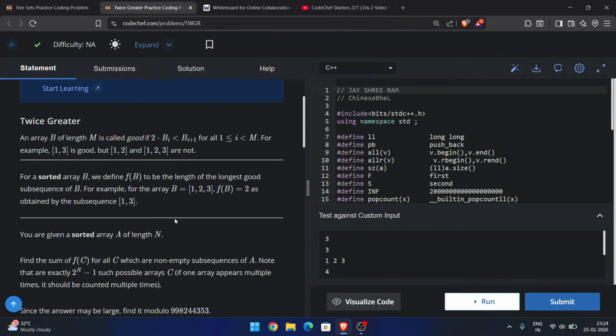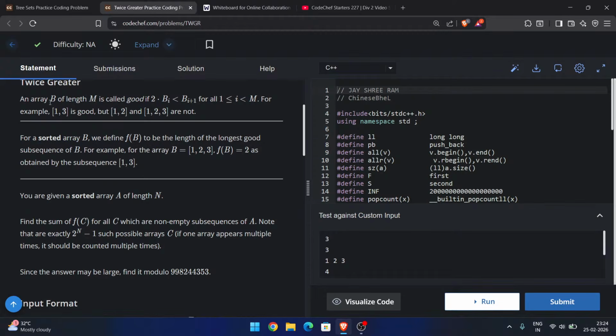Okay, so question 4 was actually an interesting one. What does the question say? It says twice greater: an array b of length m is called good if 2 into b of i is greater than b of i plus 1 for all i from 1 to m. For example, 1 and 3 are good, but 1 and 2, and 1, 2 and 3 are not. Okay, so for a sorted array B, we define f of B to be the length of the longest good subsequence of B. For example, for array B 1, 2, 3, f of B is 2 because we can get the longest subsequence 1 and 3.